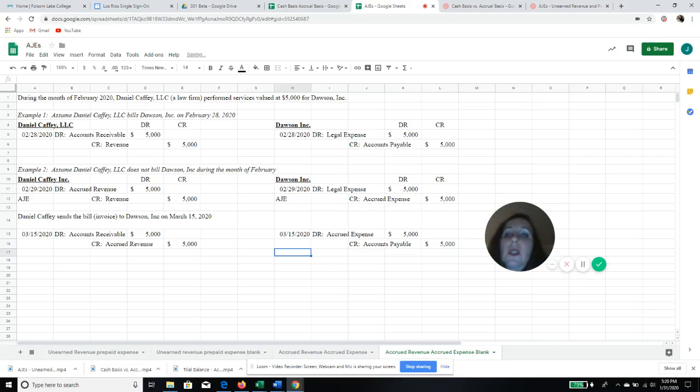Okay, so at the end of the day, everything ends up in the right account. It's just a timing difference because we have to book the revenue and the expense in February, when it was earned by Daniel Caffey LLC, and when that expense was incurred, when they used the legal services, by Dawson Inc. All right, that's going to wrap us up with adjusting journal entries.